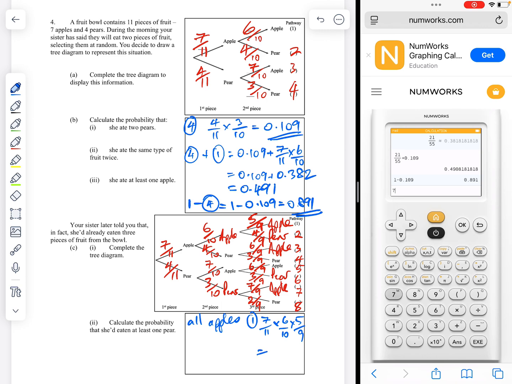Over to the calculator. 7 divided by 11. Come out of the fraction. Multiplied by 6 divided by 10. Come out of that fraction. Multiplied by 5 divided by 9. We end up with 0.212. So that's what we don't want to happen. We're working for the probability she'd eaten at least 1 pear, which is the rest. 1 minus 0.212. And we get 0.788 as our answer.